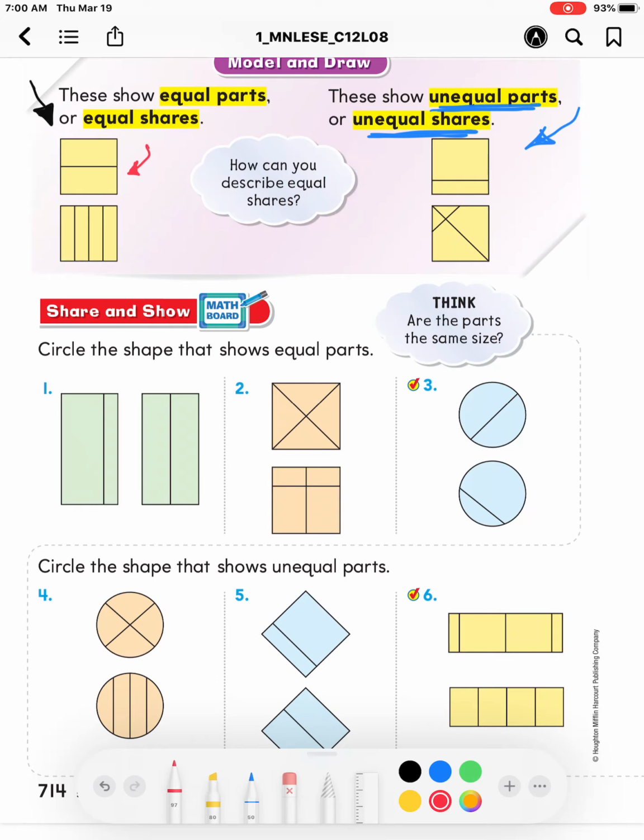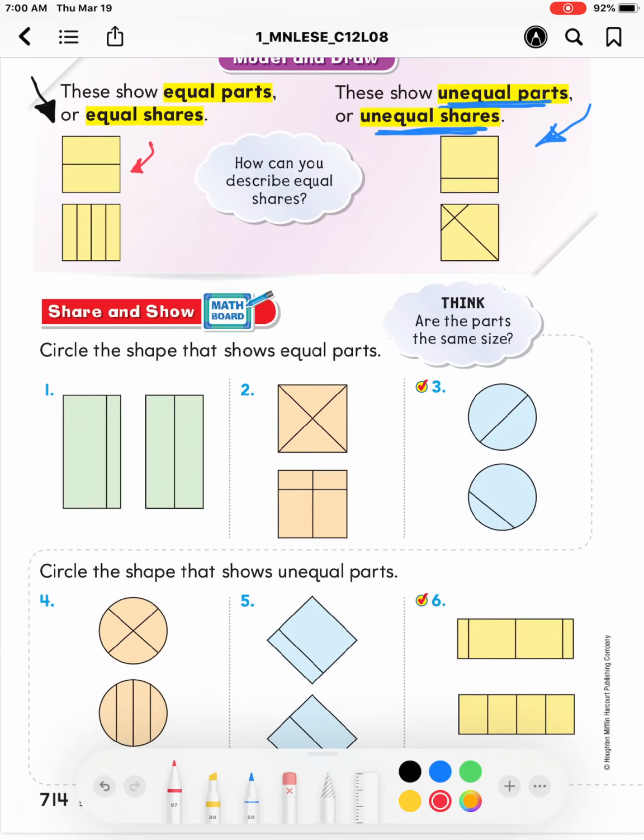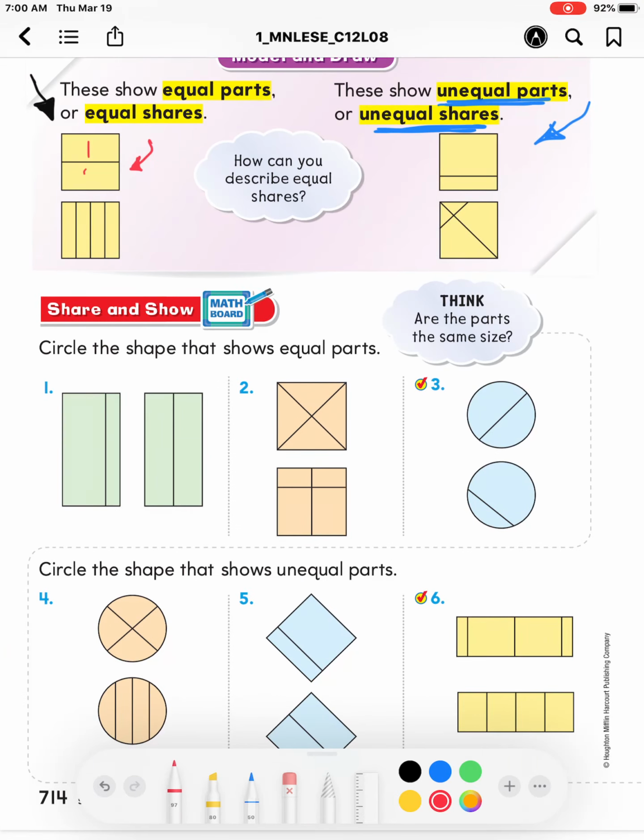How many equal parts does the top square have? I'm so sorry. How many equal parts does the top square have? Amazing, excellent. 2 equal parts. 1, 2.